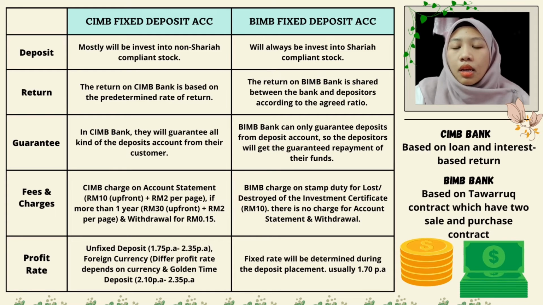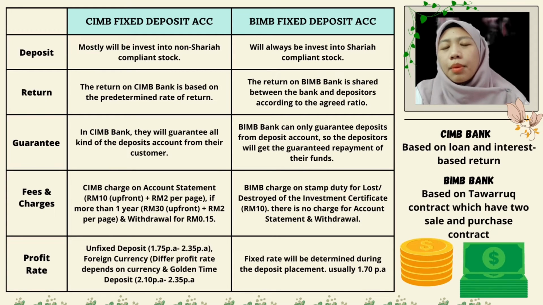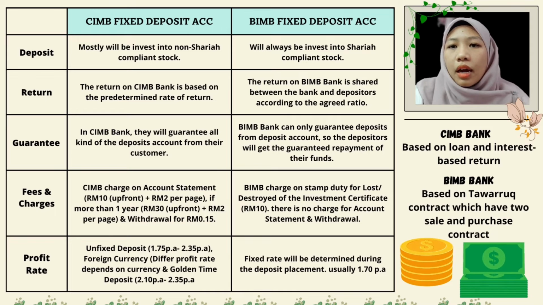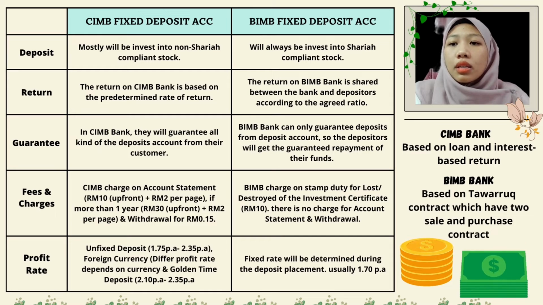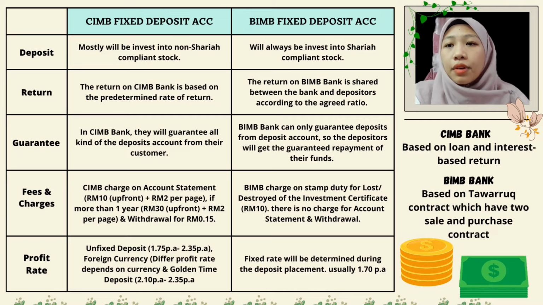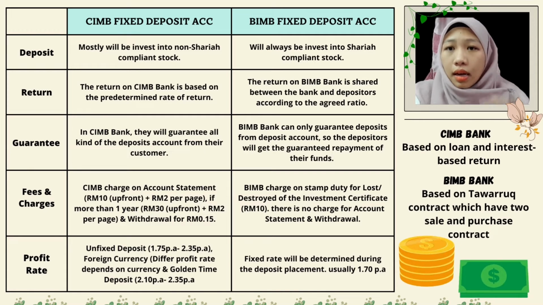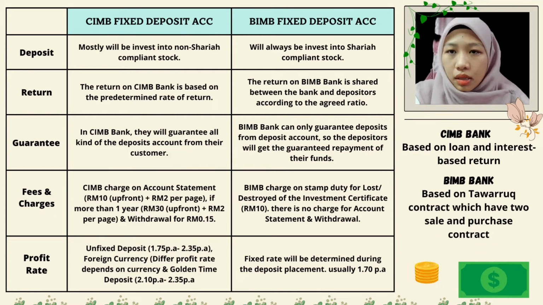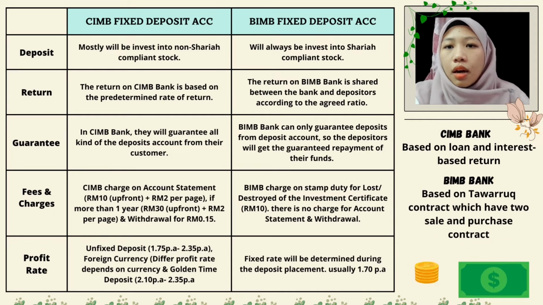there is no charge on any account statement and the withdrawal part. Okay, lastly the profit rate on the CIMB Bank: for the unfixed deposit, the profit rate is 1.75 per annum until 2.35 per annum. Next, for the foreign currency fixed deposit, the profit rate differs depending on the currency, that is if you deposit in USD currency or Japanese currency, they will follow the currency for the profit rate. And then for the golden time deposit, the profit rate is 2.10 per annum and 2.35 per annum.